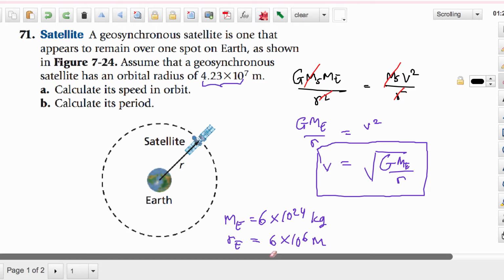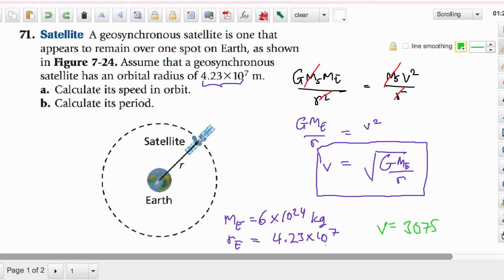True. So 4.256 times 10 to the 7. Let me see what I get. You got V equals 3075.87 meters per second. So that's the speed that the satellite has to be traveling with in order to maintain that geosynchronous orbit.